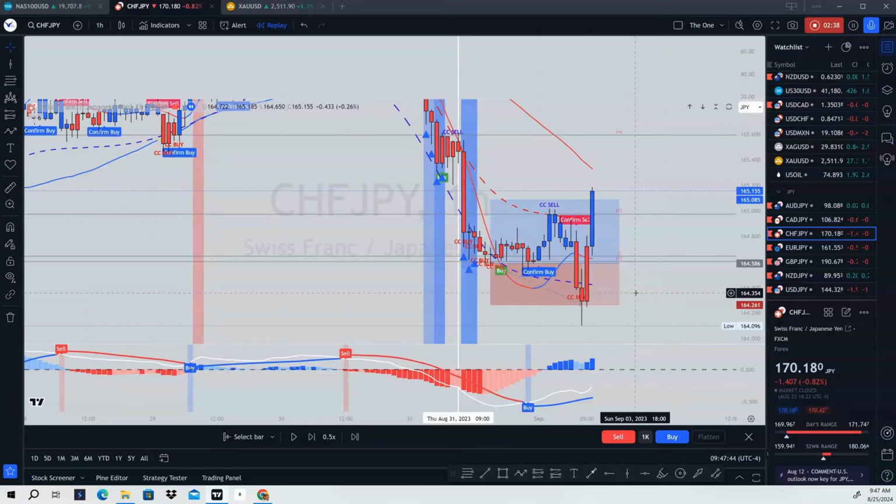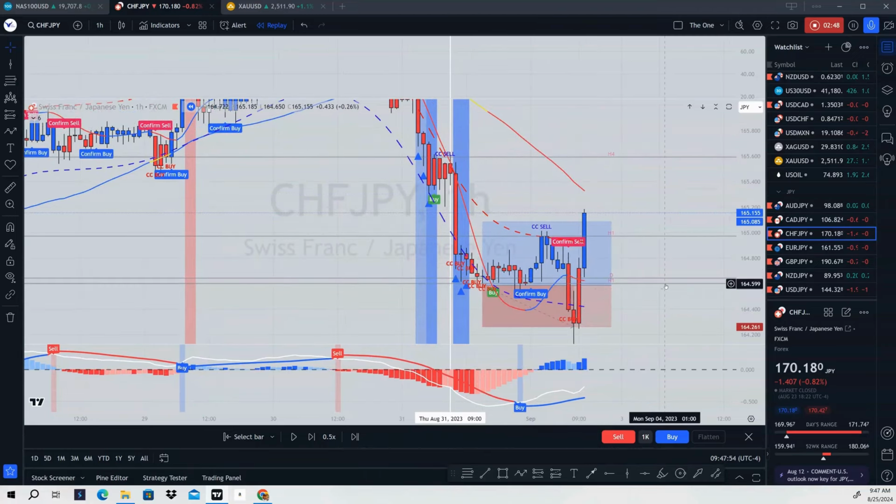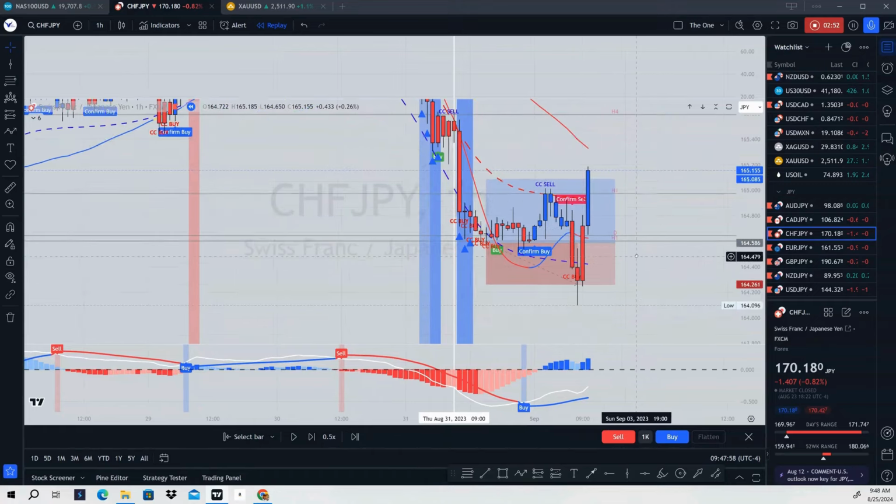You're not going to get perfect entries every time, so you have to be mindful of that. But just know that price is going to go in that direction. The cheat code does not lie. If it says it's going to buy, it's going to buy. You just have to be patient and wait for price to get to your destination, okay?